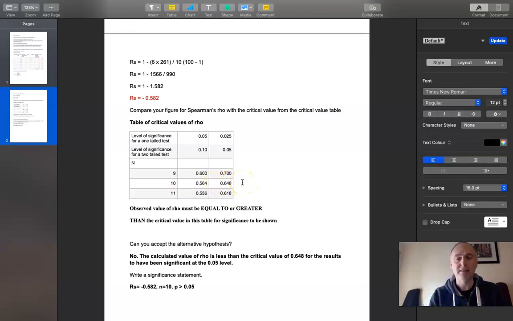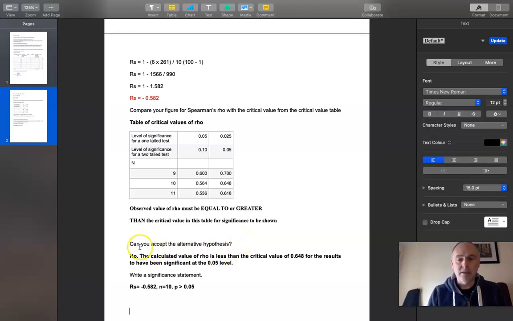And underneath that, it tells us a little bit more. It says the observed value of rho must be equal to or greater than the critical value in this table for significance to be shown. So in this particular case, we can just ignore the minus figure. That doesn't really matter. It only comes into it if we had a one-tailed hypothesis, which we don't in this particular situation. Well, is 0.582 equal to or greater than 0.648? No, it's less than it, isn't it? So that's going to tell us straight away that we do not have significant results here.